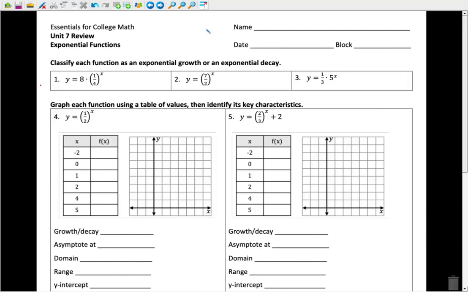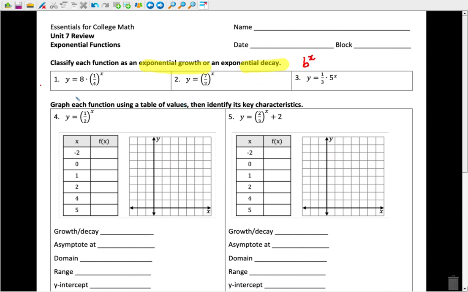All right, let's review a few things on the study guide, starting with 1 through 3. It says we're going to classify each function as exponential growth or decay. To determine if it's growth or decay will depend on the value of your b. Your b value is attached to the exponent.